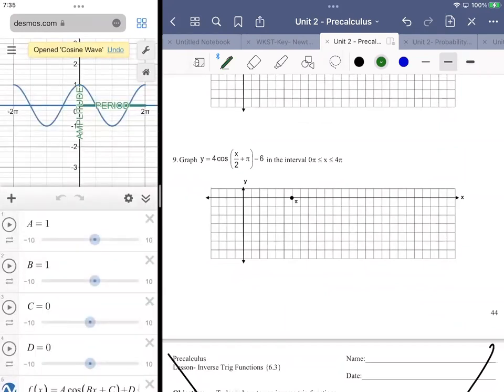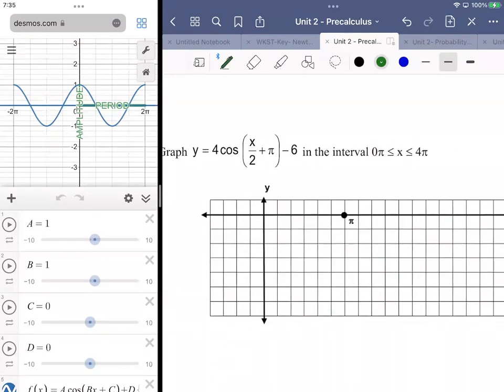So the A value for the B value, remember it's A cosine bx plus c plus d. All right, so the B value is the coefficient of x. X over 2 is really the same as saying 1/2 x. So the B value is 1/2. C is equal to pi. That's fun. And D is equal to -6.